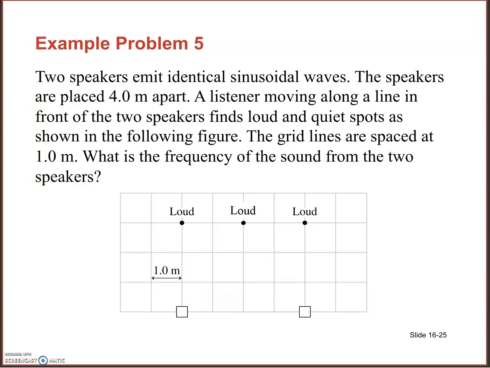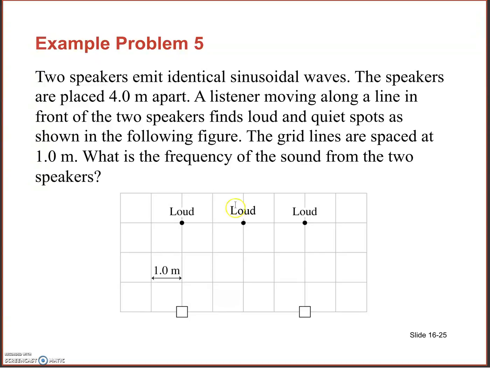2 speakers emit identical sinusoidal waves. The speakers are placed 4 meters apart. A listener moving along a line in front of the 2 speakers finds loud and quiet spots as shown in the following figure. The grid lines are spaced at 1 meter. What is the frequency of the sound from the 2 speakers?